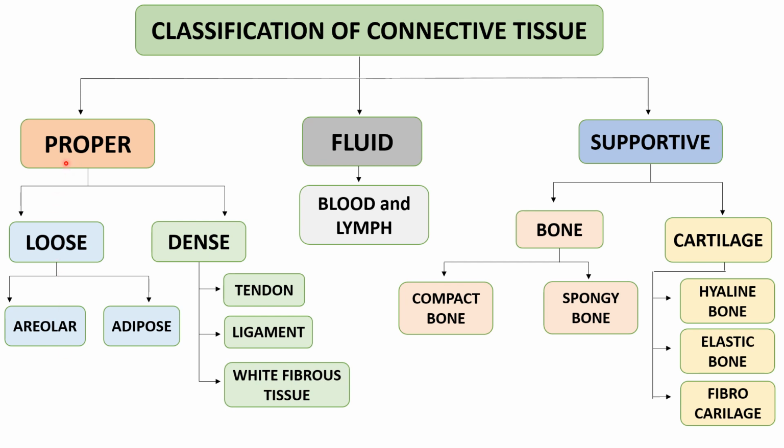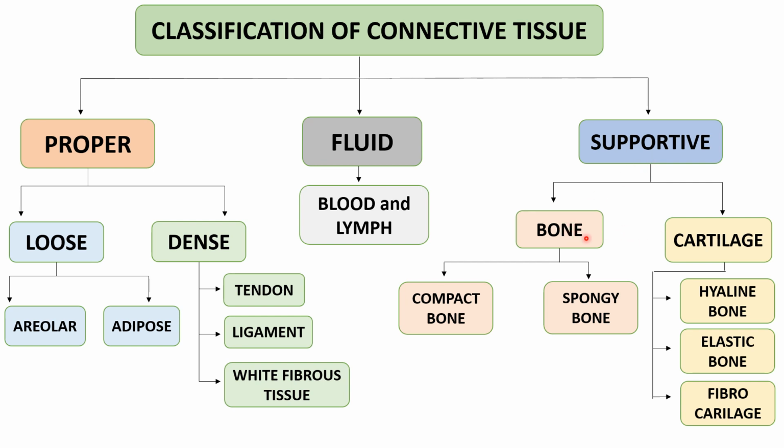And proper connective tissue is further classified into loose connective tissue, which includes areolar tissue that supports epithelium and adipose tissue, which is a subcutaneous fat, and the dense connective tissue, which includes tendon, ligament, and white fibrous tissue. Its second type is fluid connective tissue that includes blood and lymph. And the last type is supportive connective tissue. It is further classified into bones and cartilage.